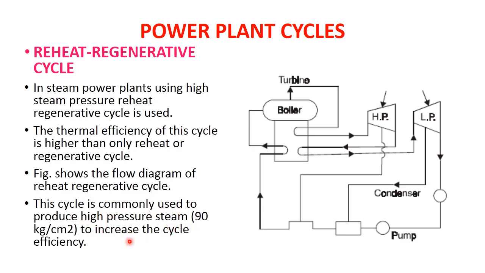The figure shows the flow diagram of the reheat regenerative cycle. This cycle is commonly used to produce high pressure steam, that is around 90 kg per centimeter square, to increase the cycle efficiency. So see guys, we have only taken an overview of the various types of power plant cycles. We have explained their working in short. So this is generally related to power plant cycles. We are going to post some other lectures related to power plant cycles in depth, how the power plant cycles are constructed, and what their construction and working are in detail.